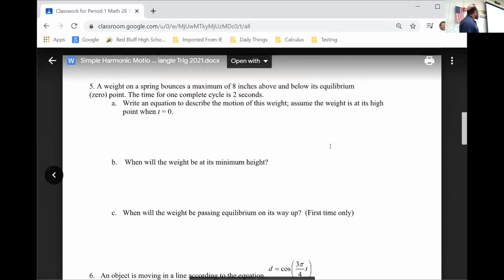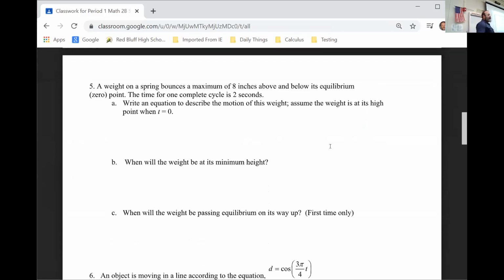So now what's going to happen is you're going to try to model some of those. And so please understand that these are not supposed to be super long and difficult problems. The weight, it bounces a maximum of 8 inches above and below equilibrium. Well, if the whole thing is 8 above and 8 below, what did I just give you is the amplitude, right? It tells you that the time it takes to complete a cycle is 2 seconds. What did I just hand you? I handed you the period. You can just kind of go your way through that whole story, and it shouldn't be particularly tough.